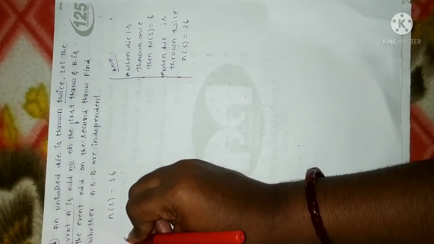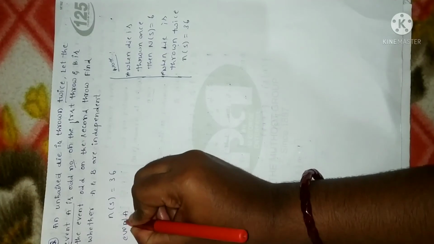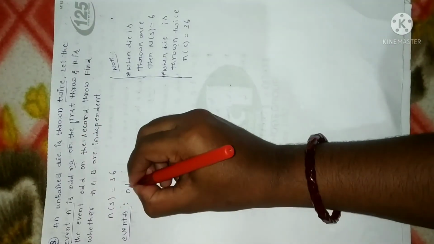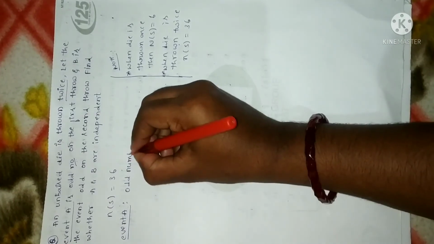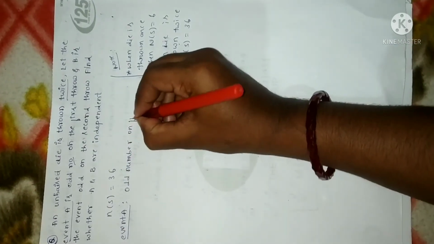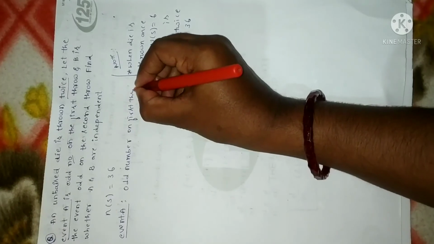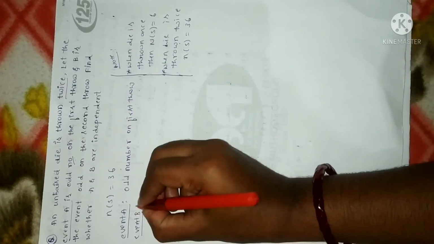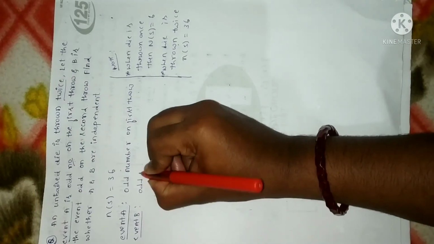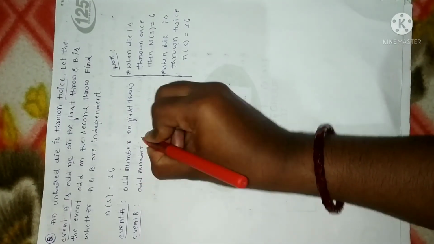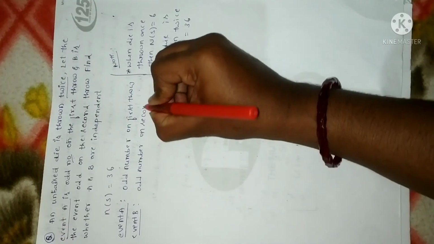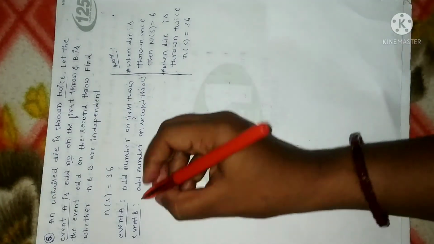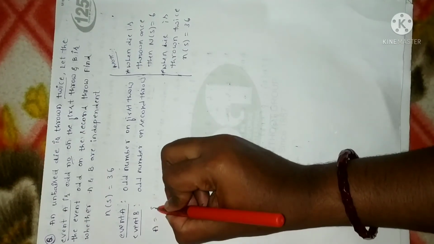So let me write event A. Let the event A be an odd number on the first throw. And event B is also given: event B is an odd number on the second throw.